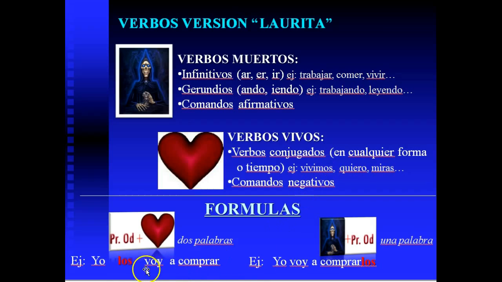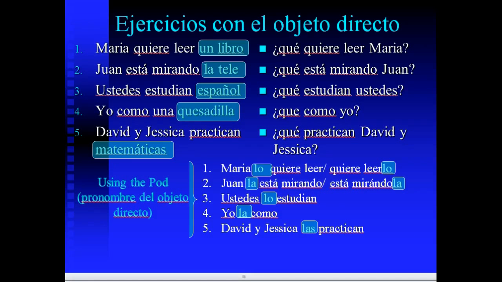So the direct object pronoun, or any pronoun actually, will go before any conjugated verb, like in this example, yo los voy a comprar, or it will go after the non-conjugated verb in one word, comprarlos. So the sentence will be yo voy a comprarlos. We do not use the pronoun with the conjugated verb; we decided to use it with the non-conjugated verb. So that is the direct object.